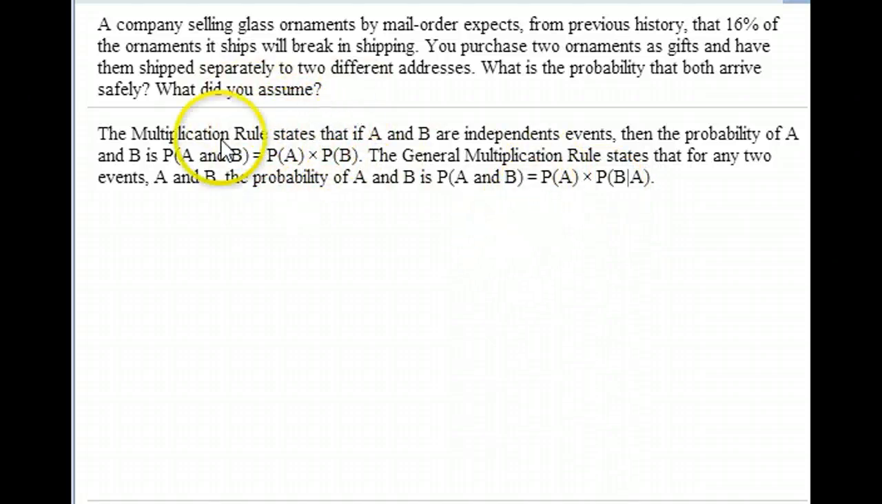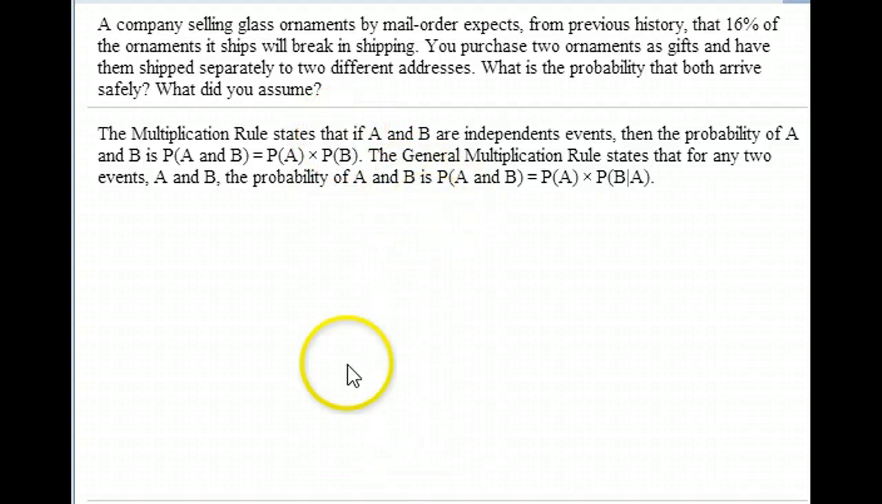simplifies itself to this. Because if they are independent, the probability of B given A, since A and B are independent, this expression is identical to this expression, which is the definition of independence. Because if A has no bearing on B, then this probability of B given A will be equal to the probability of B. So I'm hoping that that is clear.